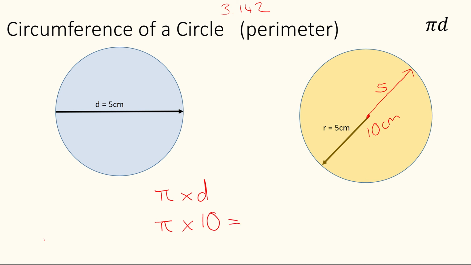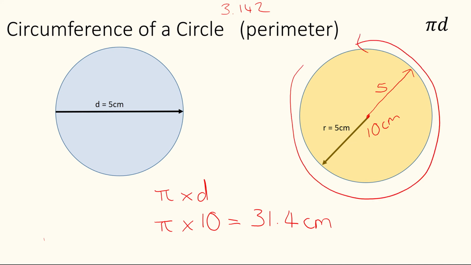So pi times 10, we don't really need the calculator for that, do we? Just times it by 10, 31.4, just do it to one decimal place, and it's just centimeters. There's no squared or anything yet because that's area. This is the distance all the way around the edge.